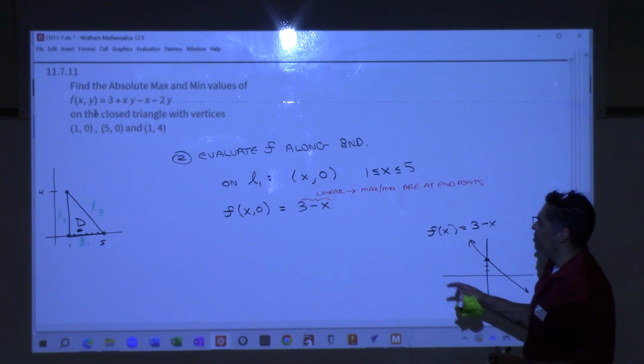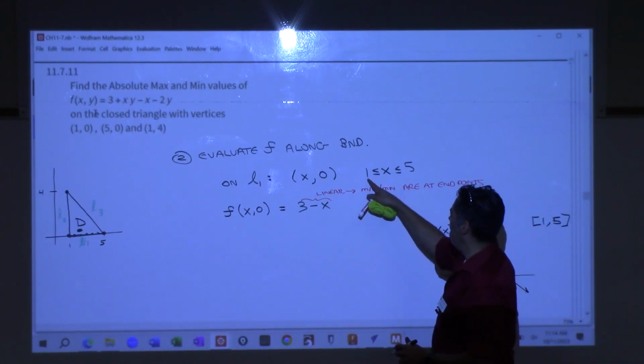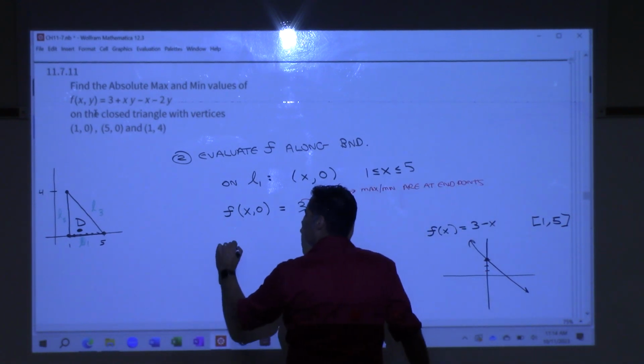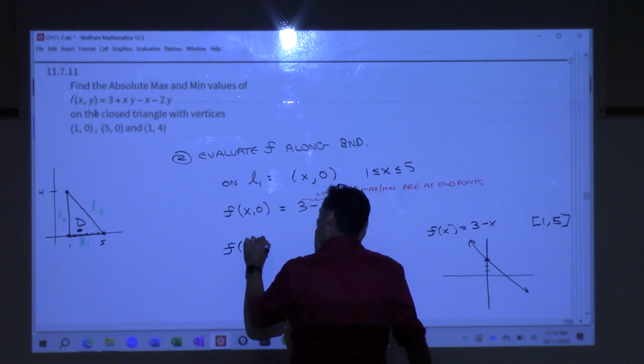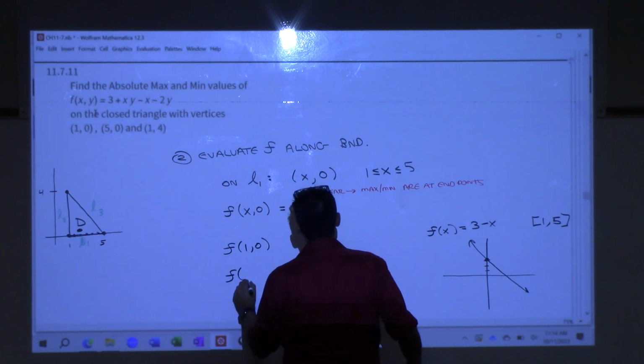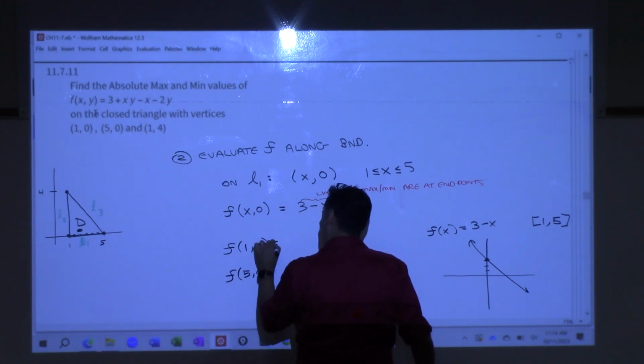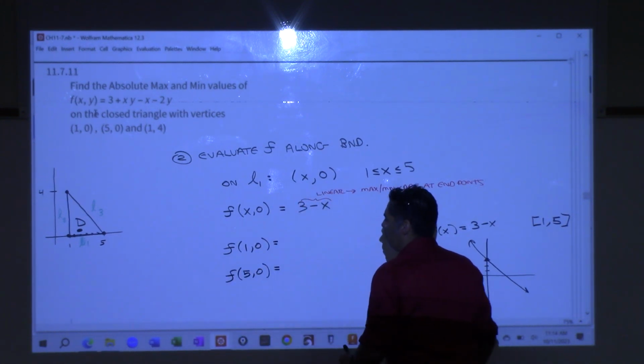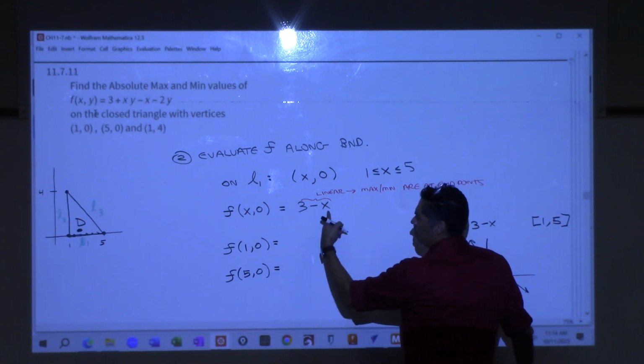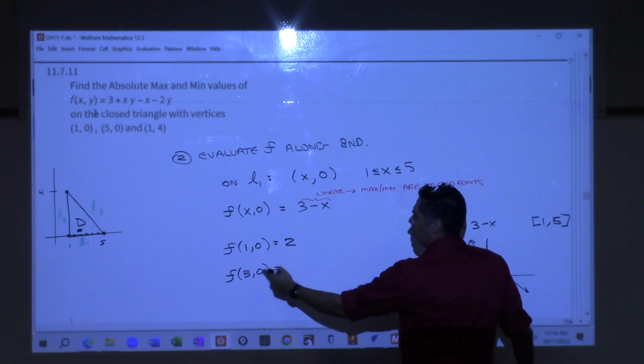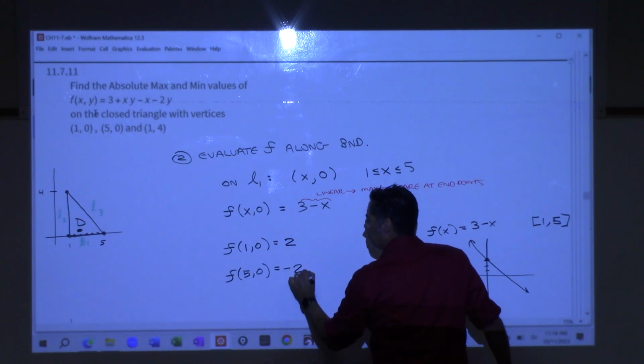What are my two endpoints? I'd have to replace the x with what? 1. So I'm going to look at f of 1, 0, and then f of 5, 0. What do I get when I plug 1, 0 in? Just replace that with 1, I get 2. When I replace 5, I get what? Negative 2.